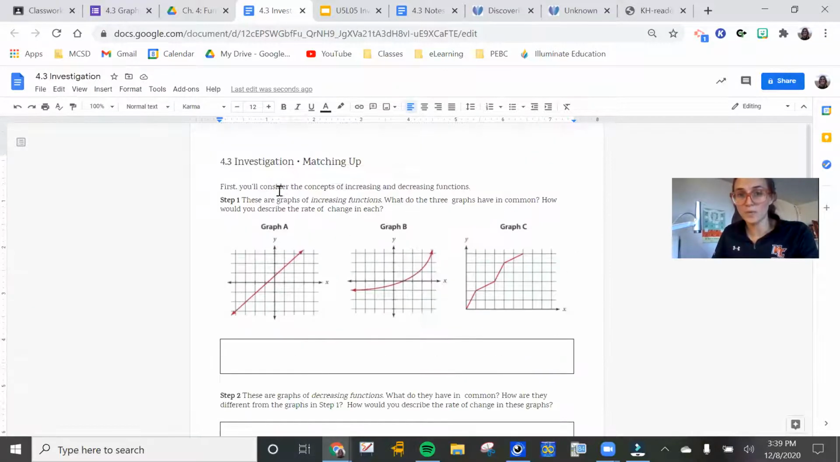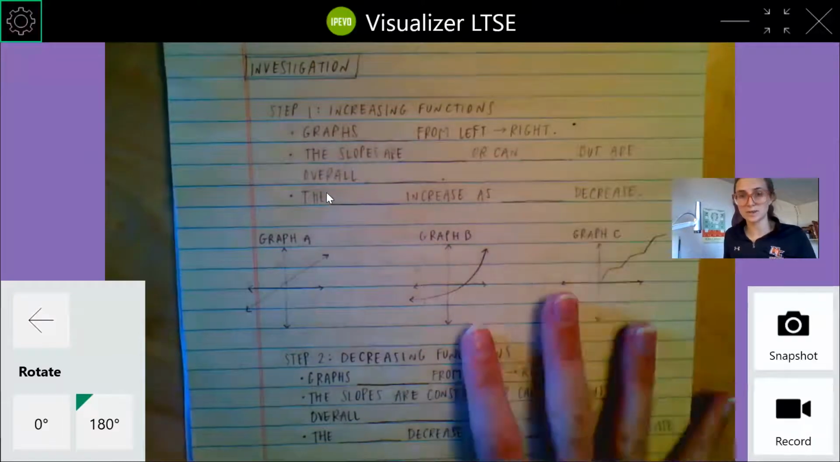So the first step, what we're going to do is look at 3 graphs that show increasing functions. And we're going to answer 2 questions. What do those 3 graphs have in common? And how would you describe the rate of change in each of them? So I'm going to go back and do this on my piece of paper.